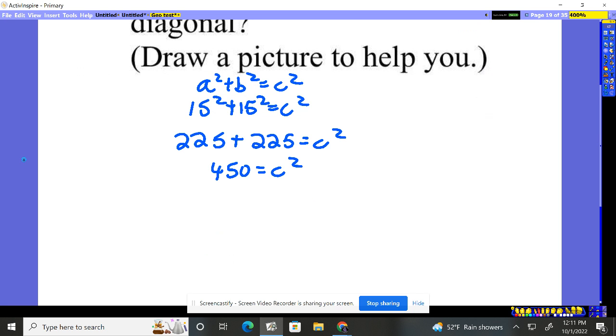The answer is not 450. Don't make that mistake. I need c. I don't need c squared. So I'm going to take the square root of both. I happen to know 21 times 21 is 441. So it's pretty close to 21. So it's 21 point something. Should come out about 21.2, I believe. So I take the square root of 450 and get, rounded to the nearest tenth, 21.2.